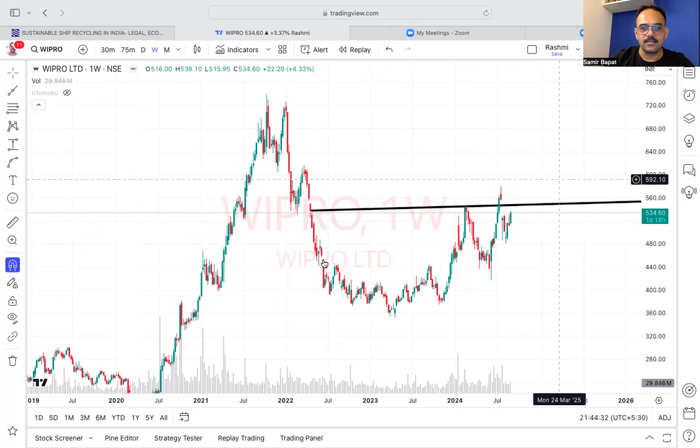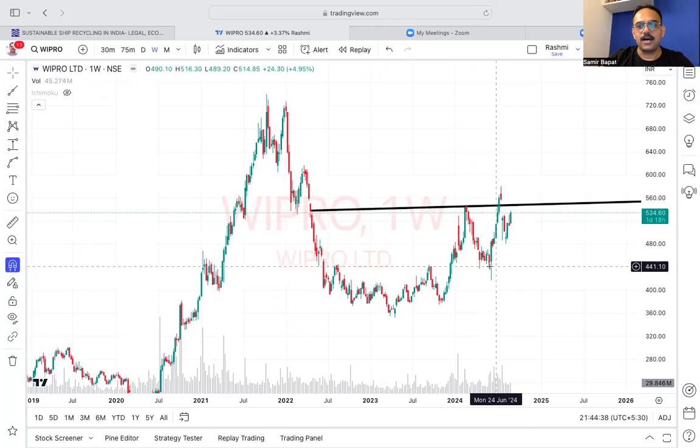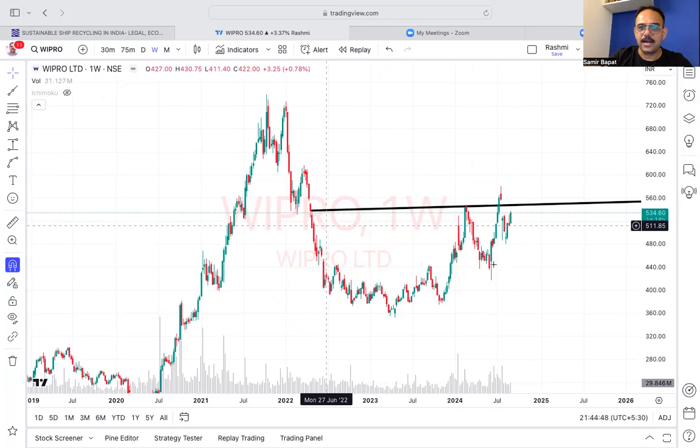Wipro again, this is the cup, this is the handle. There was a breakout, it has come back, but it has still not gone below the stop loss. So we are good. If someone has taken the trade, he is good. Wipro again, there is a bounce back. So this is the cup and handle.